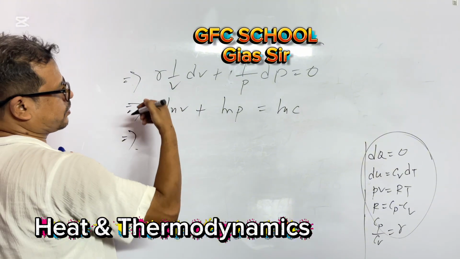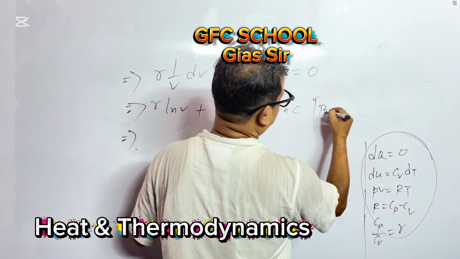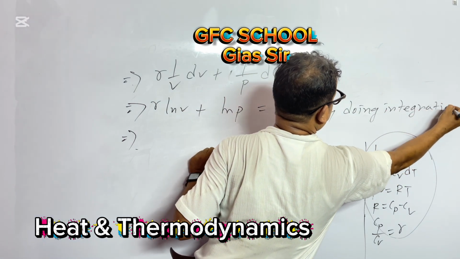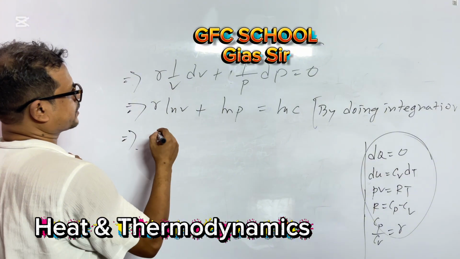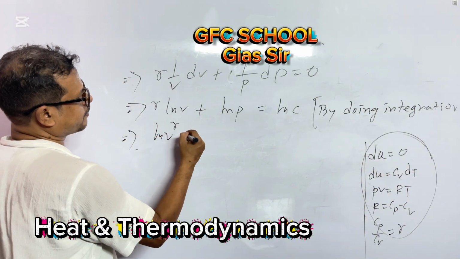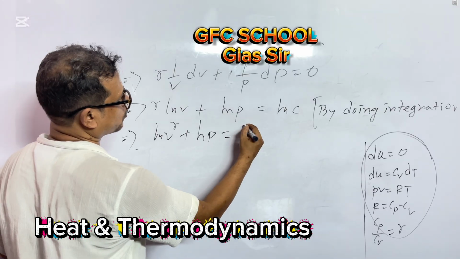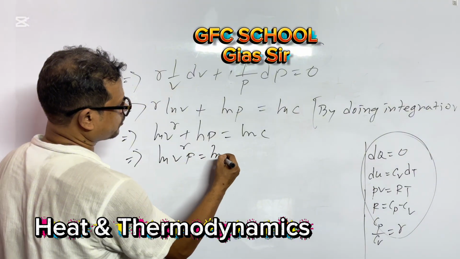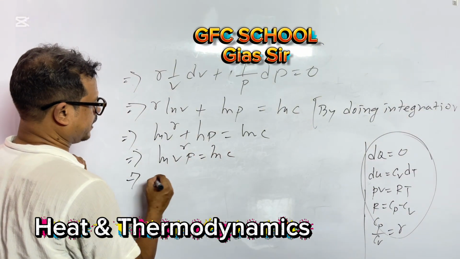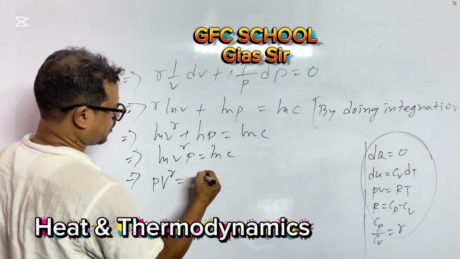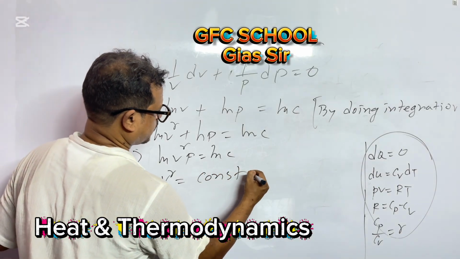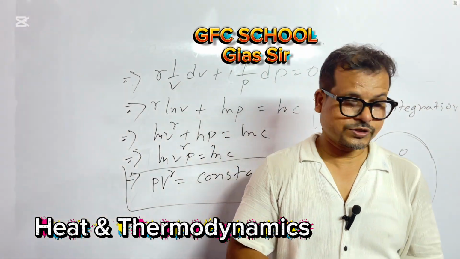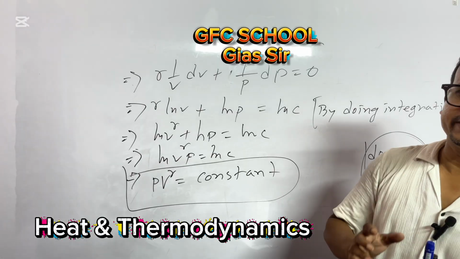Guys, here we have done integration on both sides. By integrating we could do this. That means here we can write ln V to the gamma plus ln P equals ln C. Here ln of V to the gamma P equals ln C, we can cancel ln from both sides. That means V to the power gamma times P equals C, constant. This is our required line. P V to the power gamma equals constant for the adiabatic process.